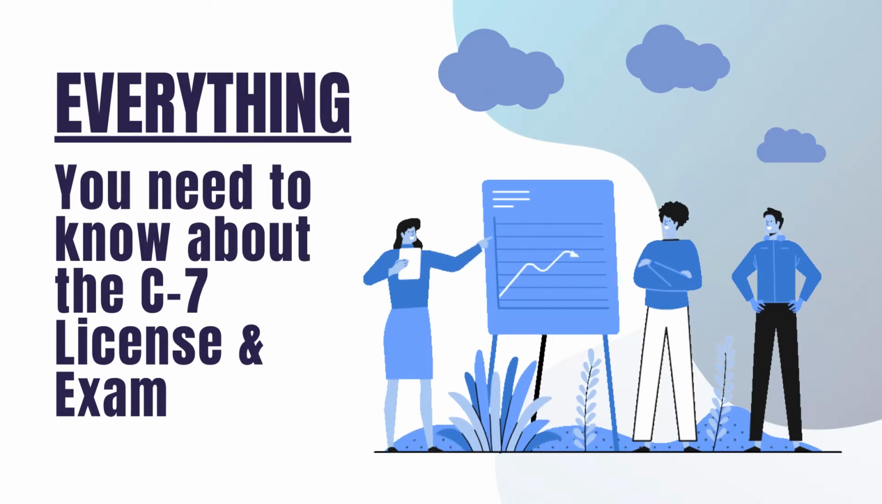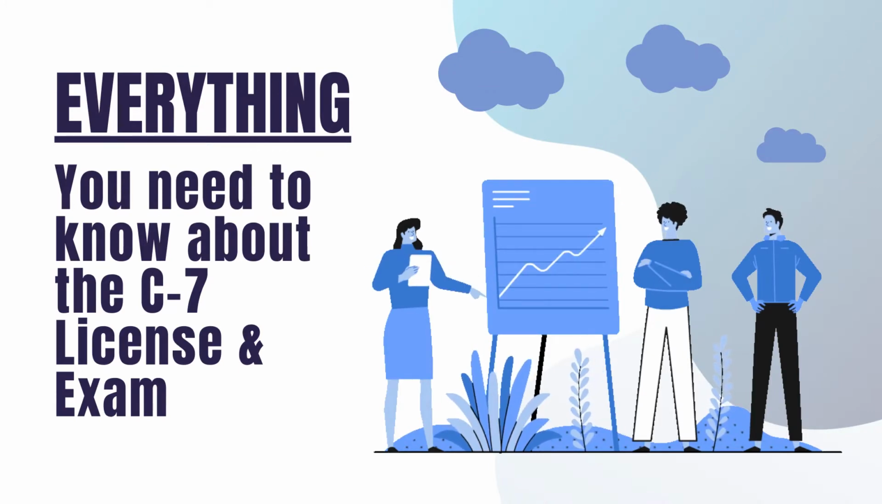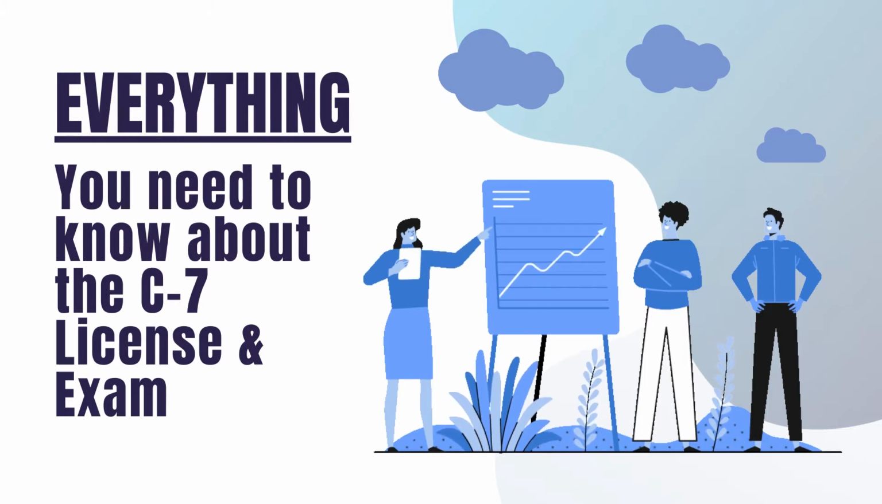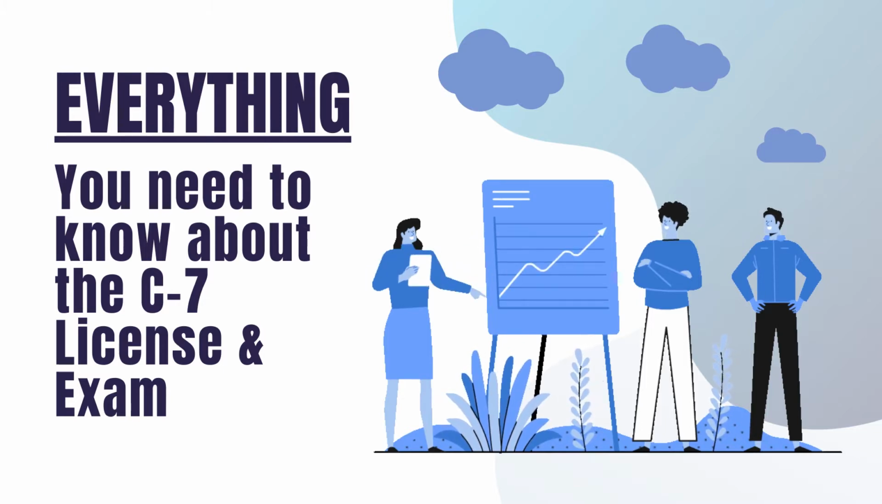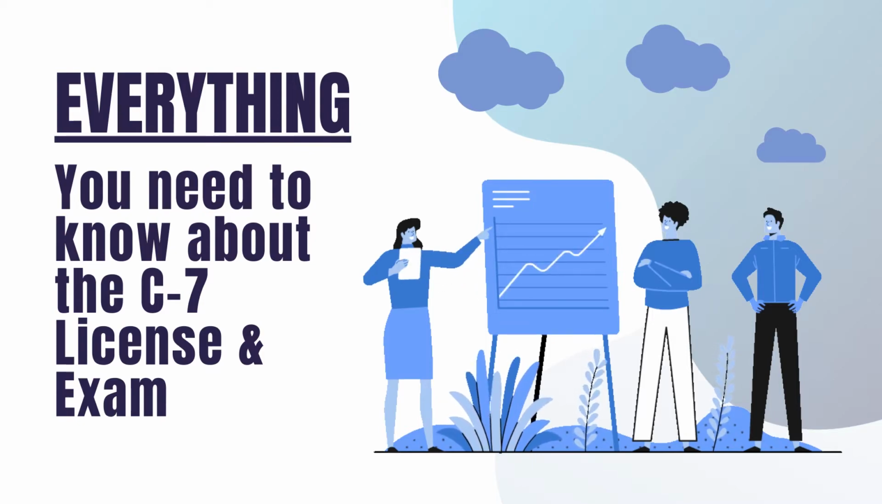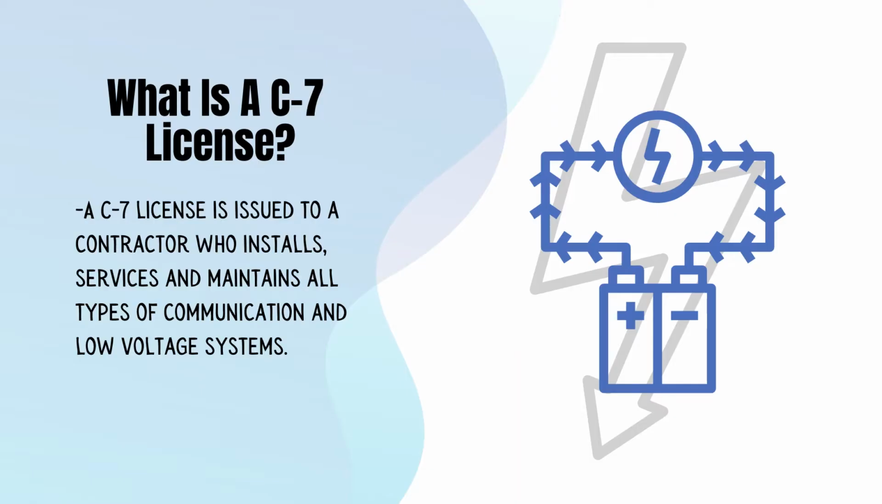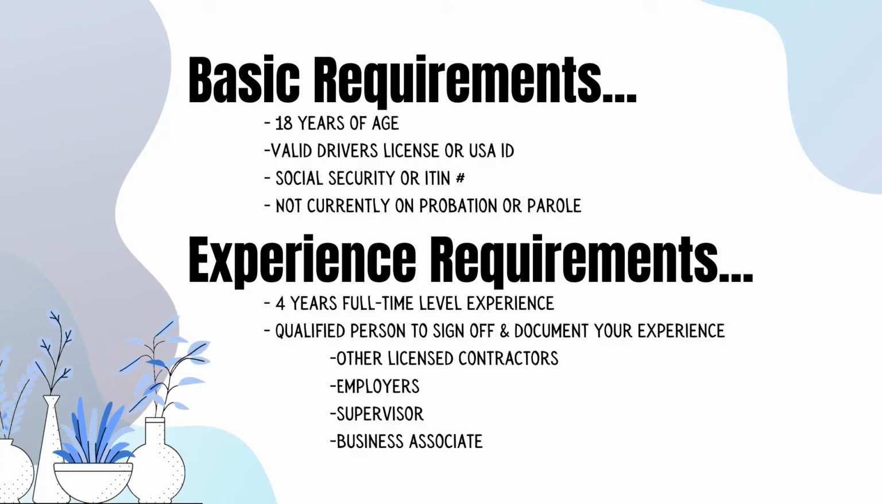We provide you with condensed study materials to pass the California Contractors C-7 low voltage systems license and exam, saving you countless hours of studying. What is a C-7 license? A C-7 license is issued to a contractor who installs, services, and maintains all types of communication and low voltage systems.